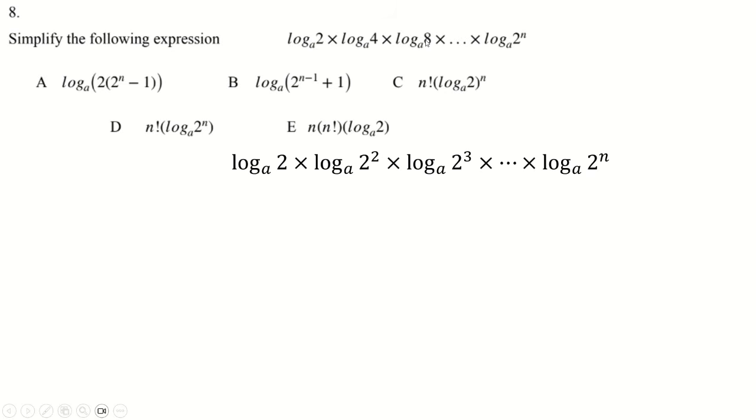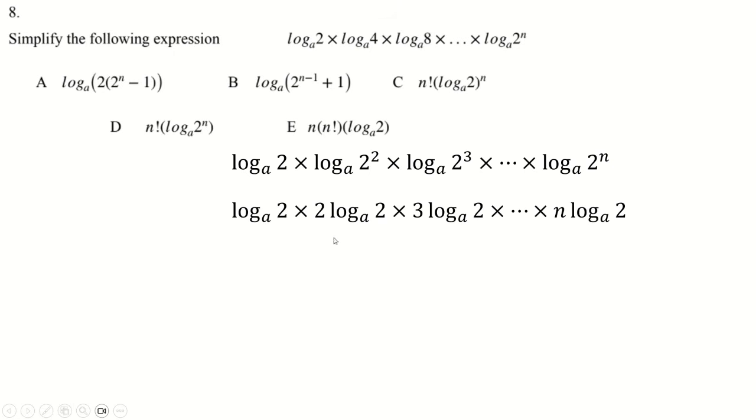Firstly, these powers of 2 I changed into being powers of 2 so that I can then drop them all to the front of the log. Now, of course, this is useful because this is 2 times, this is 3 times, this is n times. So we can put all those numbers at the front because multiplication is commutative and just say that it's n times n minus 1 times and so on. So that's n factorial. And then, of course, you've just got n lots of log to base a of 2. So it just becomes this.